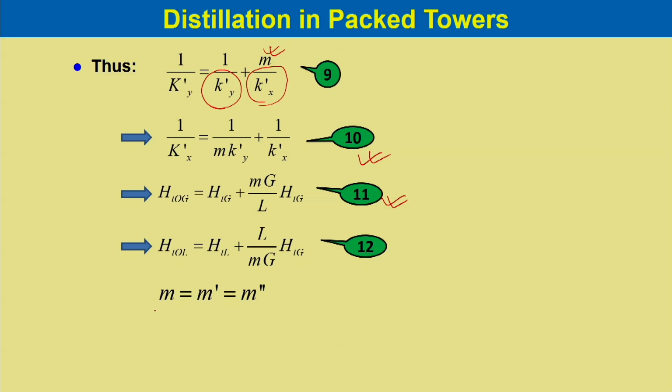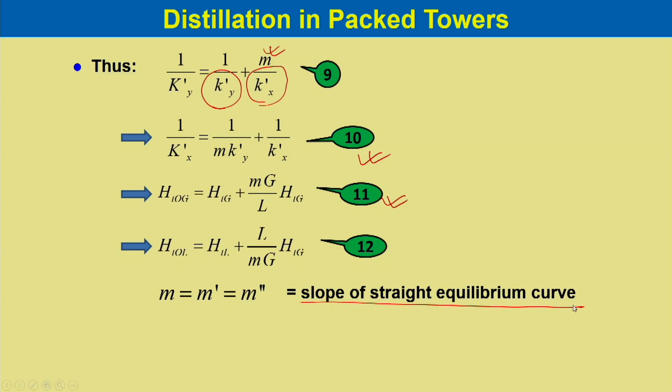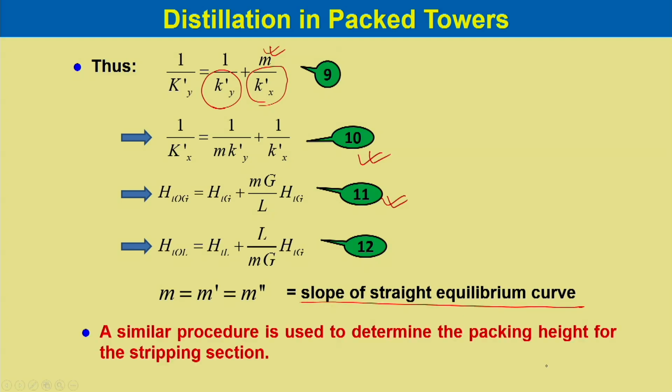So, m equal to m' equal to m'', which is the slope of the straight equilibrium curve. A similar procedure is to be used to determine the packing height for the stripping section. So, once we can get the packing height in the stripping section, considering the procedure we followed in the rectifying section, we can find out the total height of the packing required for a distillation operation.